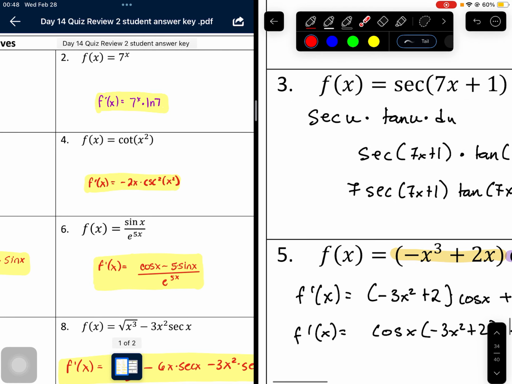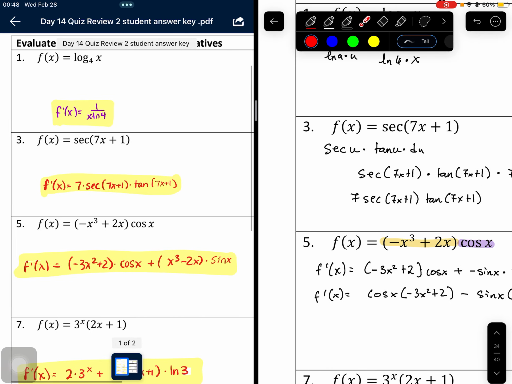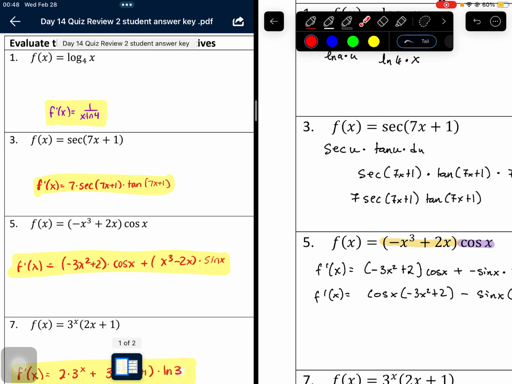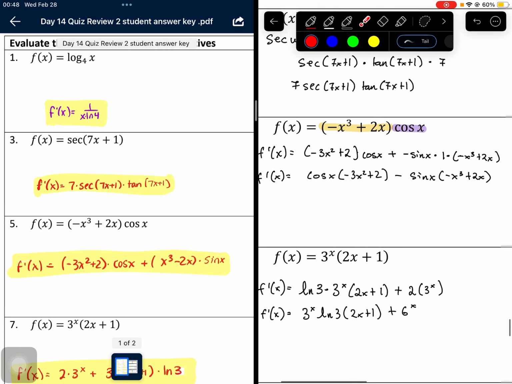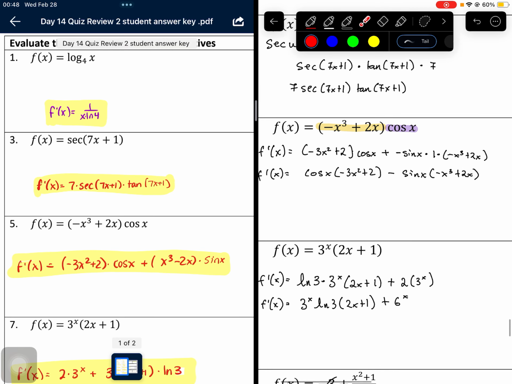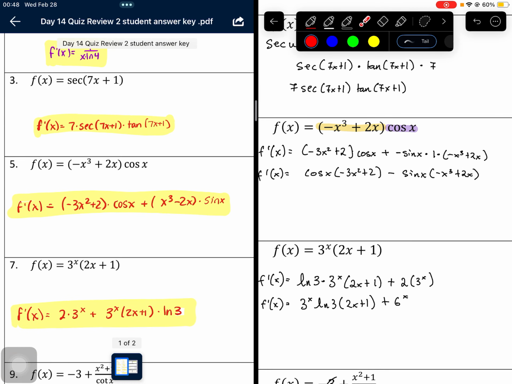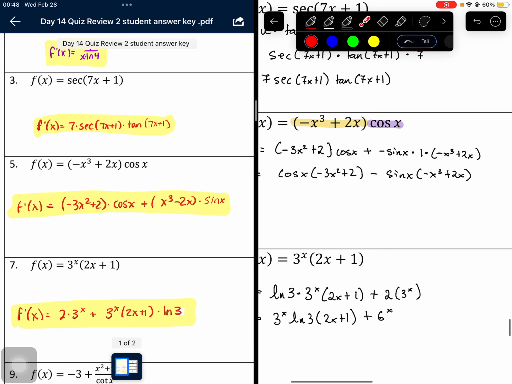Okay, let's move to number 3. I think we'll just go in the zigzag pattern. 7x, tan 7x. Yep, number 3 is also right. So far, 4 out of 4. Let's take a look. Negative 3x squared plus 2, that's fine. Times, yeah, that's fine. Okay, so right here, we made a small mistake.